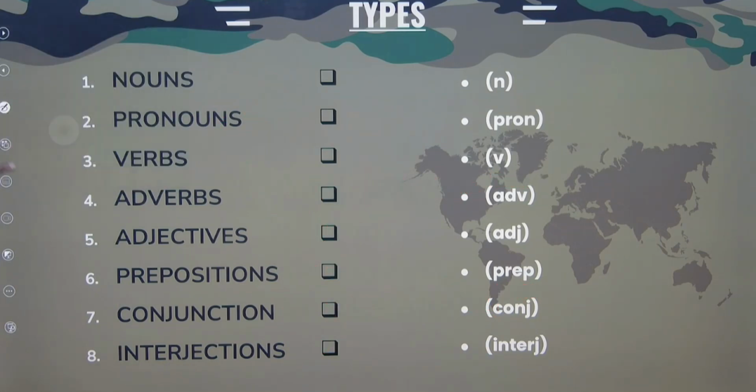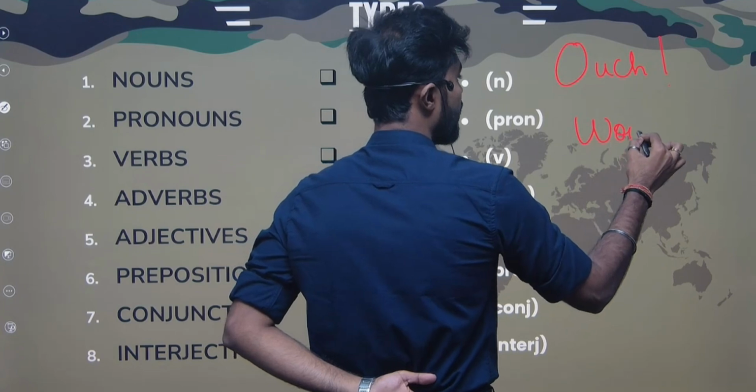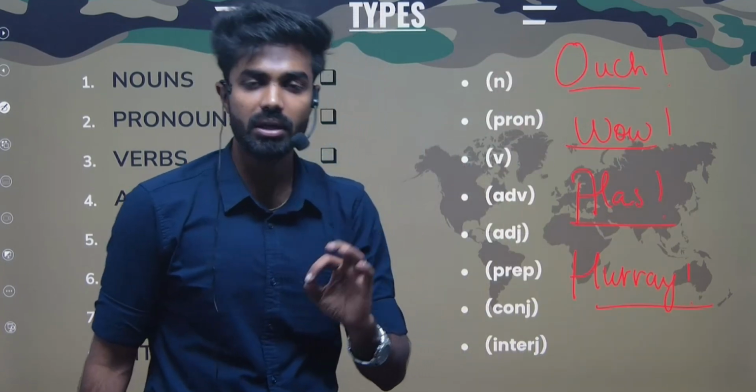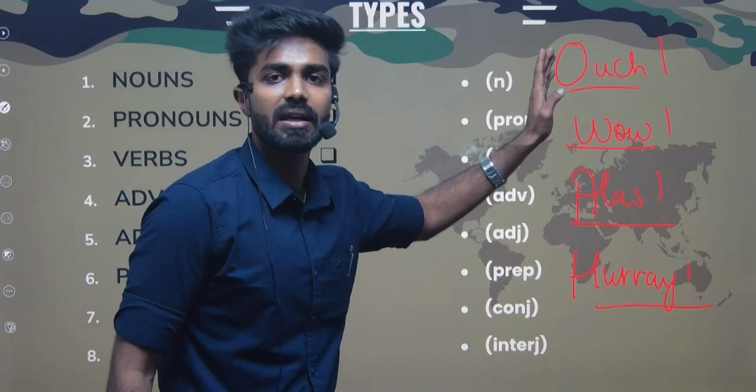Interjections are those short, sudden expressions. For example, ouch, wow, alas, hooray. All these are your short and sudden emotions or expressions. We will call them interjections.